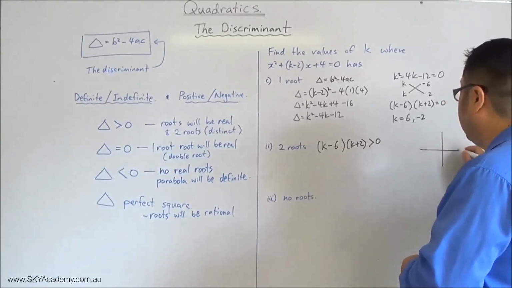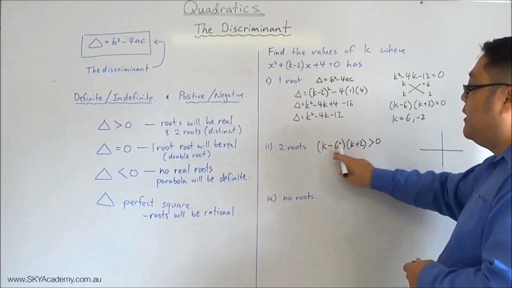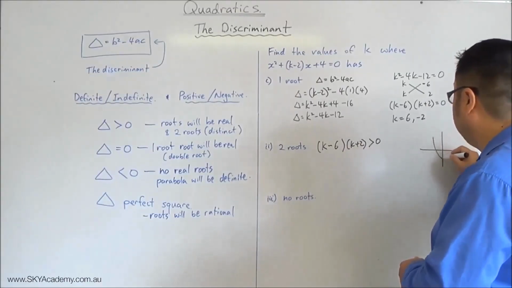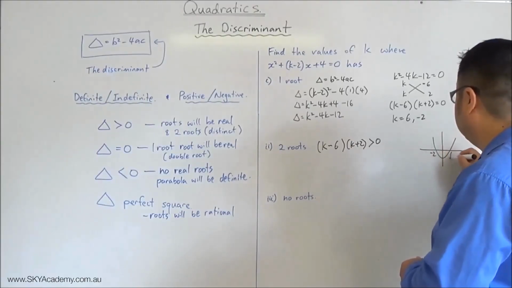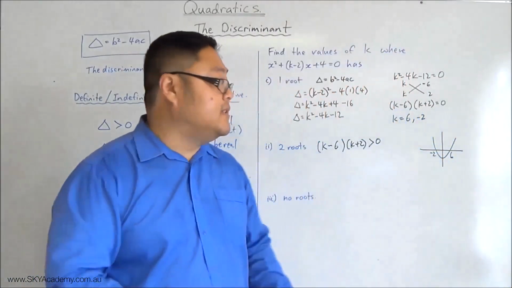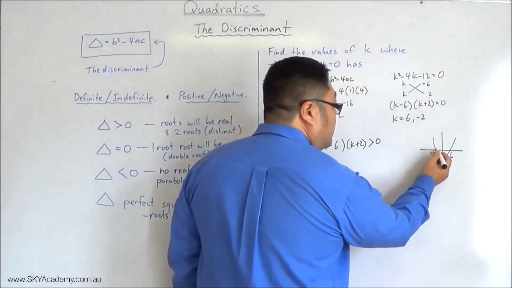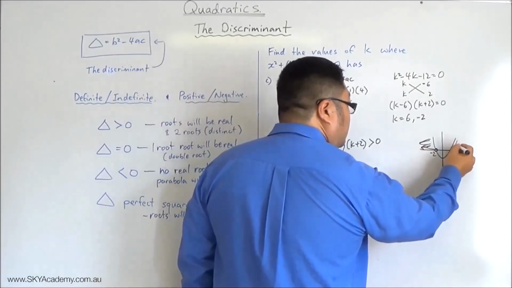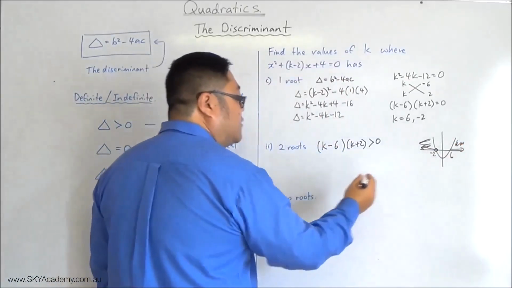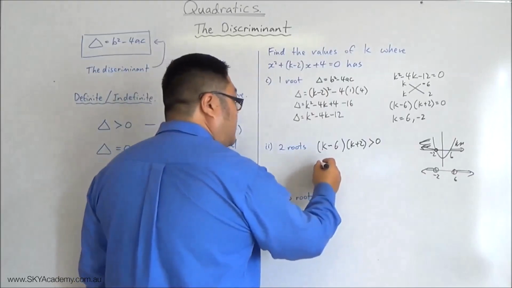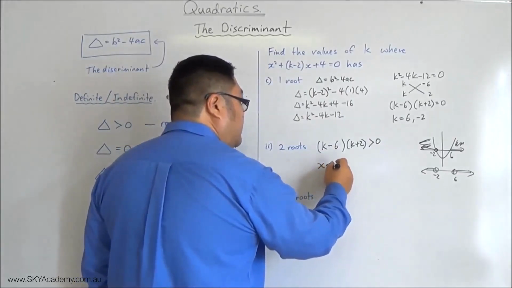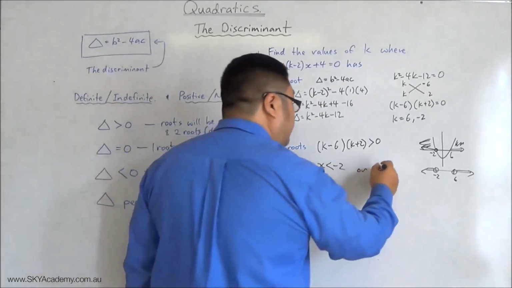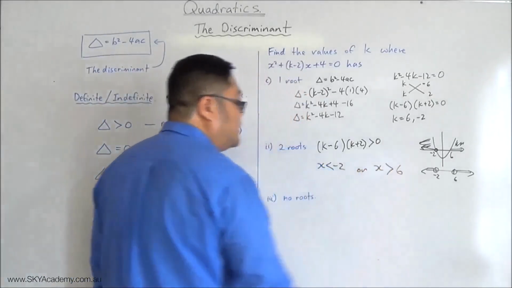Well, that's going to be a concave up curve. So you've got minus 2 here and positive 6. And when will that be greater than 0? It'll be greater than 0 for this region here. So the answer will be x is less than minus 2, or, remember we use the word or, not and, x is greater than 6.